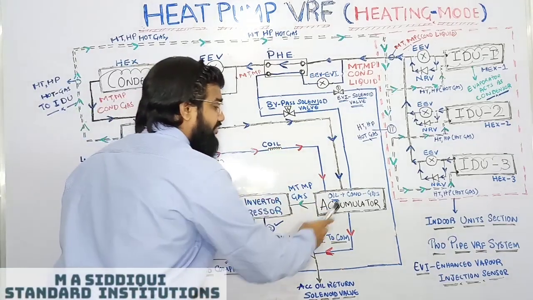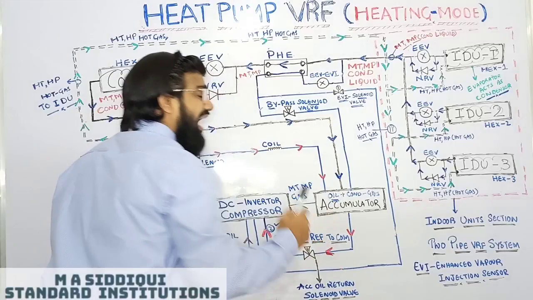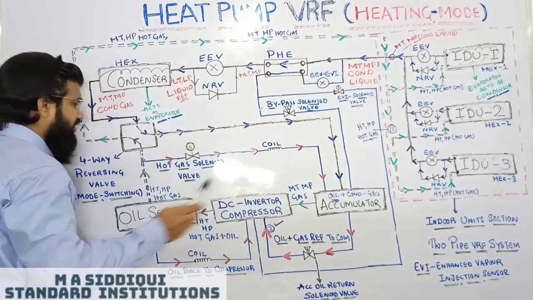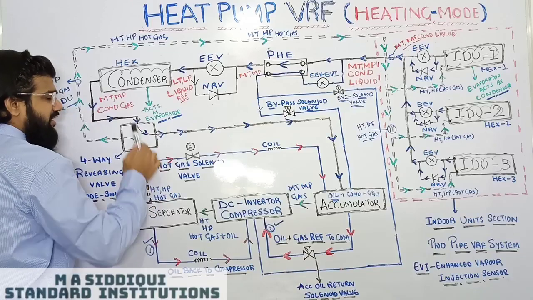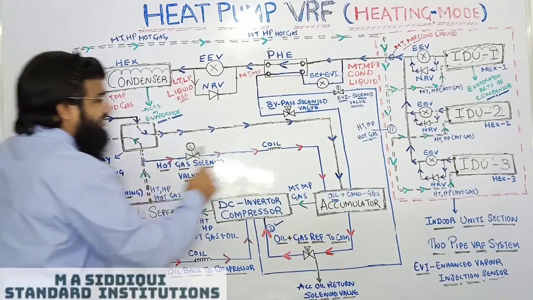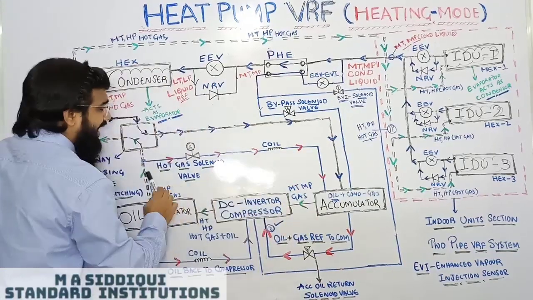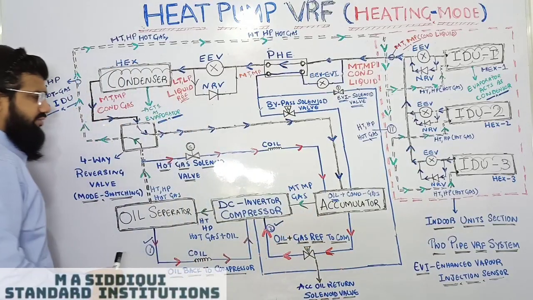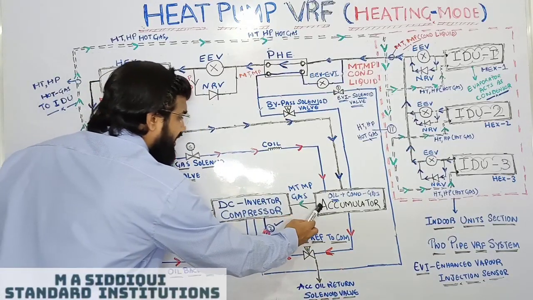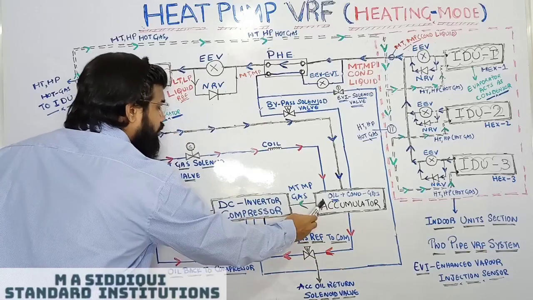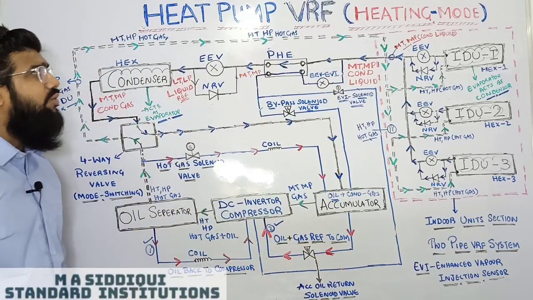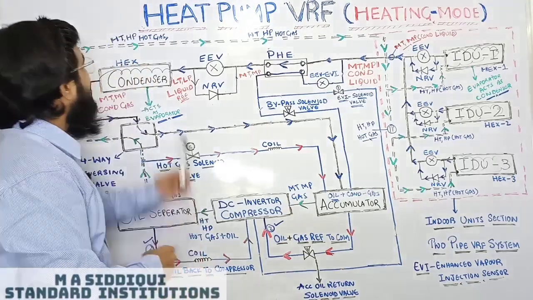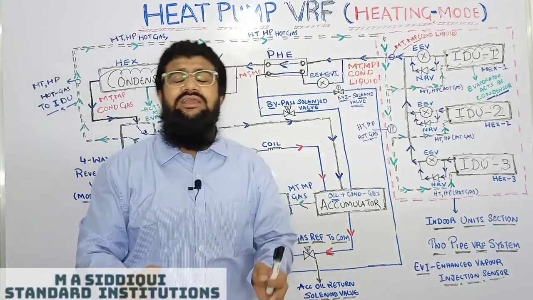In the accumulator we have condensate gas. This condensate gas has to be converted into pure gas. For that we are taking a branch connection from the hot gas high pressure high temperature pipeline and giving it back to your accumulator. This is how we are again getting pure gas into the DC inverter compressor. That's how heating mode of heat pump VRF is clearly explained.